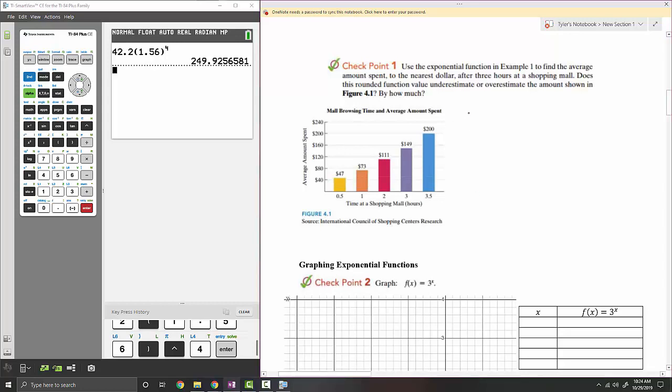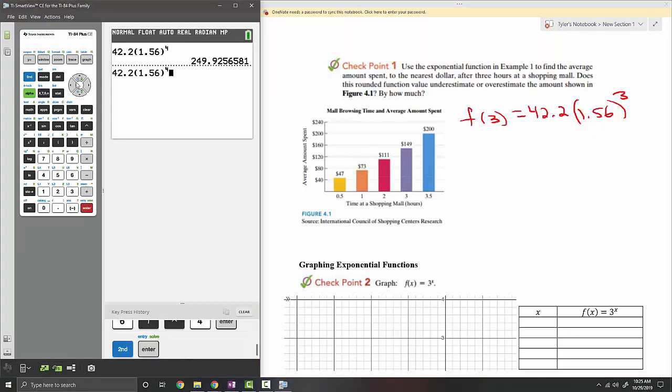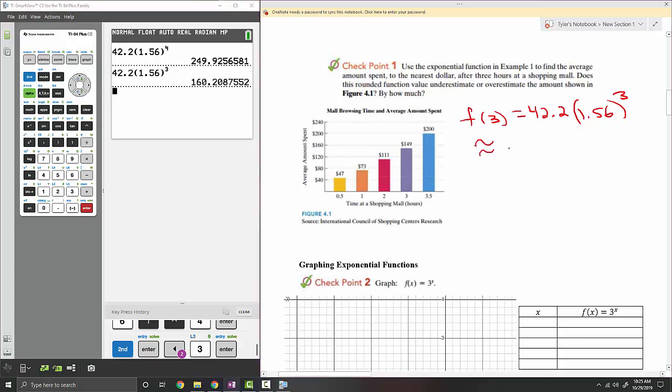So if we plug f of 3 in our function, right, we would have, let's see, our function was 42.2, and then the base was 1.56, right, and then this was raised to the x power, but here we're putting in 3, right, so it'd be to the 3. So if I just copy the same thing I did before, I just need to change the exponent to 3, and we can get this result. So this ends up being, approximately, so rounded to the nearest dollar would be $160.